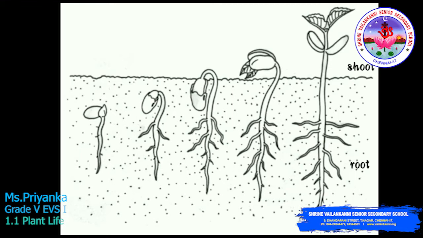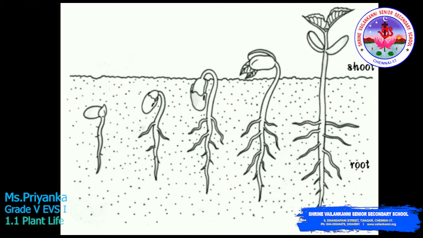And how will it grow? First, the tiny root grows downwards and the shoot begins to grow upwards. They have given it in the diagram itself, right? So first the root starts to grow, then the shoot starts to grow. The part of the plant that is present above the soil layer is the shoot system, and the part that is present below is the root system.